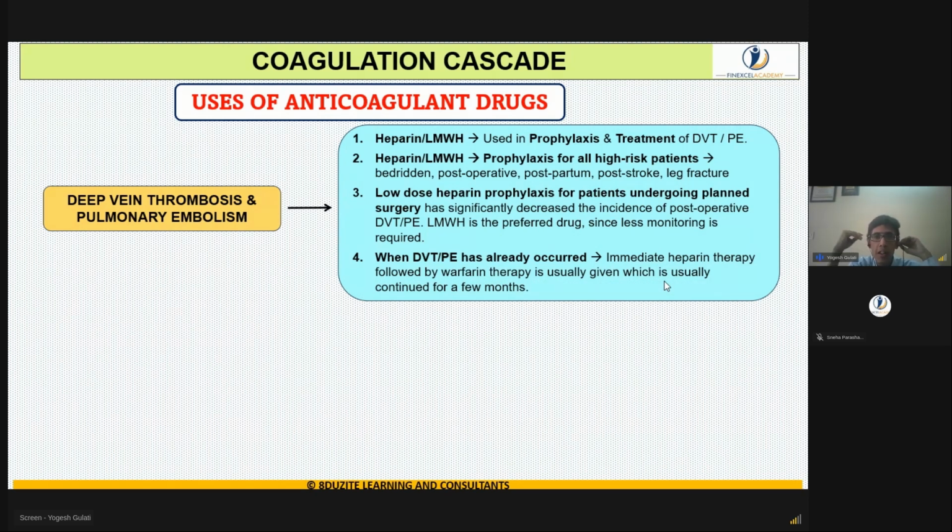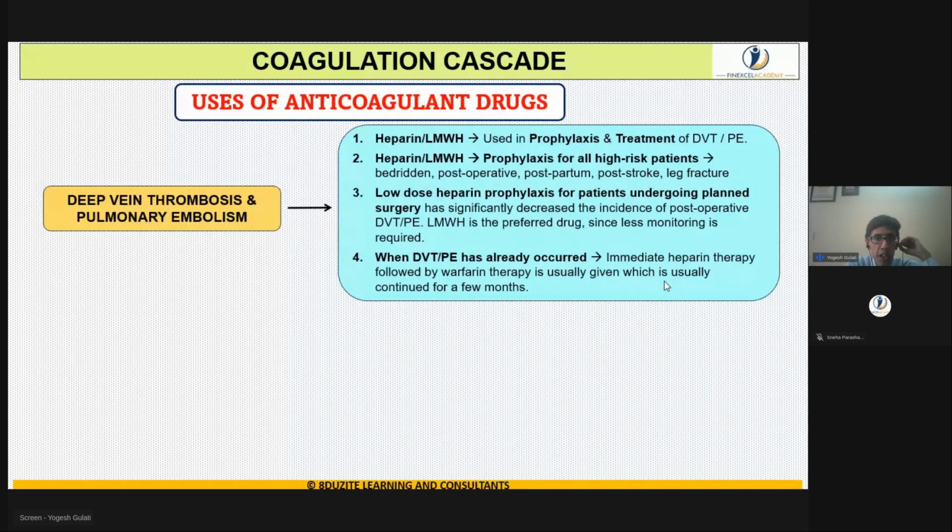So heparin or low molecular weight heparin is used in prophylaxis, and by prophylaxis we mean to prevent this. For some high risk patients where there is a high chance that a clot or thrombus will occur, give it upfront. It has not occurred till now, but start giving so that it does not occur. So that is prophylaxis or prevention. And once it has occurred, then that is called treatment. So heparin or low molecular weight heparin is given for prophylaxis or treatment of DVT or PE.